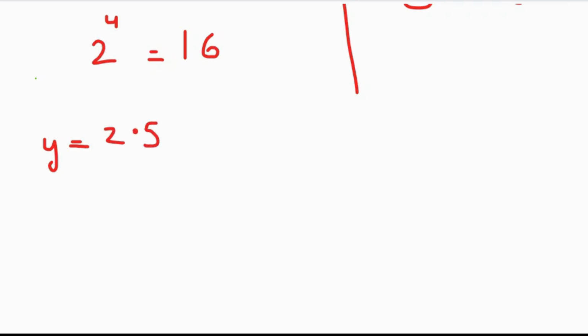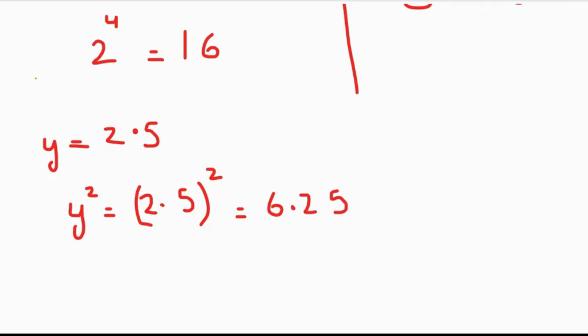Let's say y is 2.5. So y equals 2.5, and y to the power 2 is equal to 2.5 to the power 2. Now let's try it with this value. When we take the square of 2.5, it's going to become 6.25. So when we look at 6.25, our equation is going to become 2.5 to the power of 6.25.